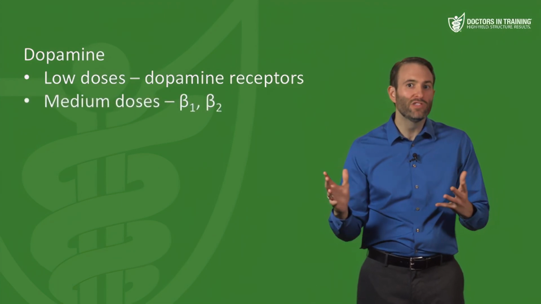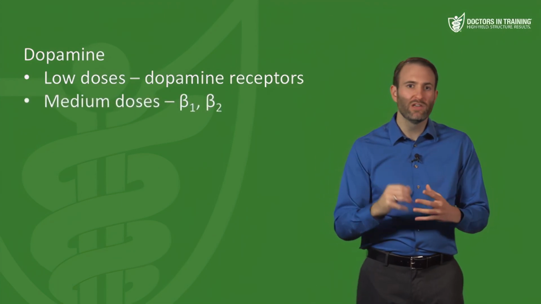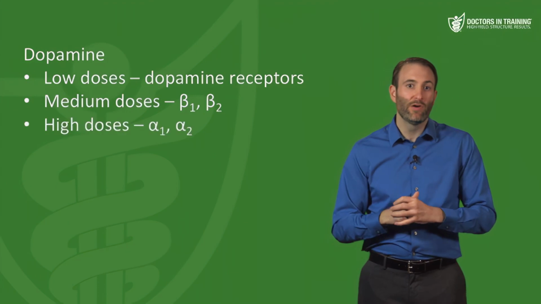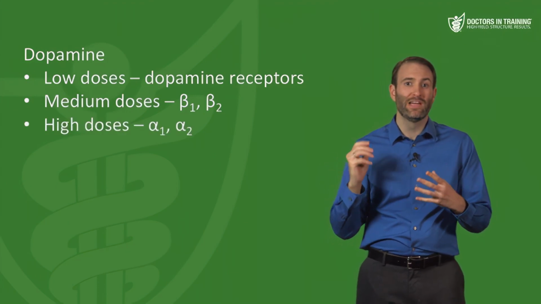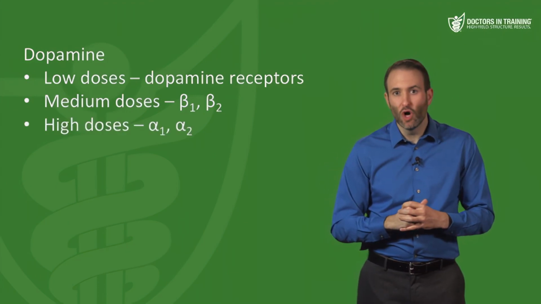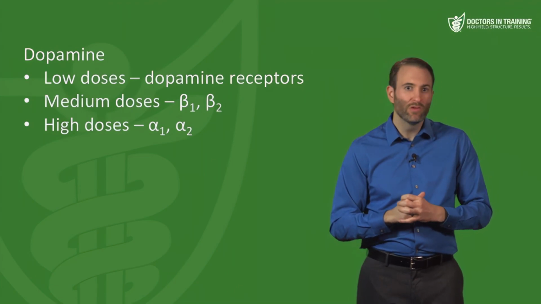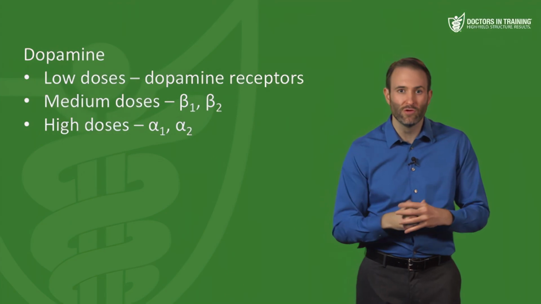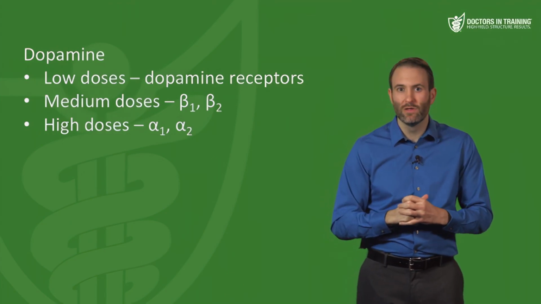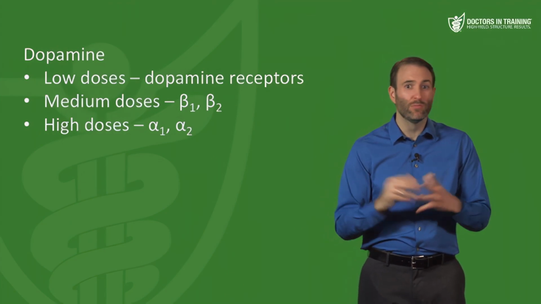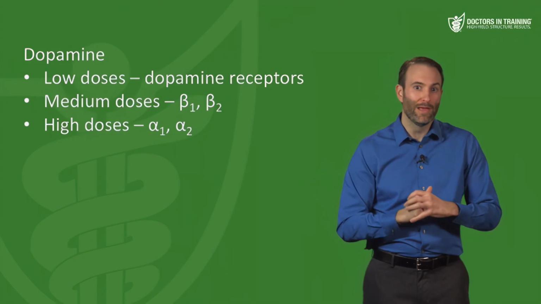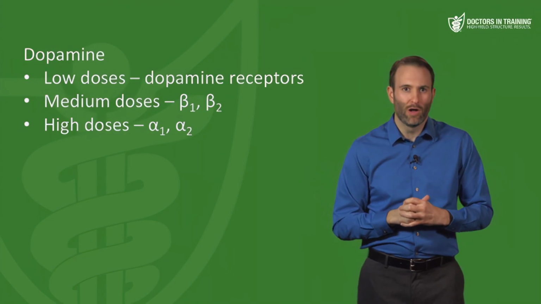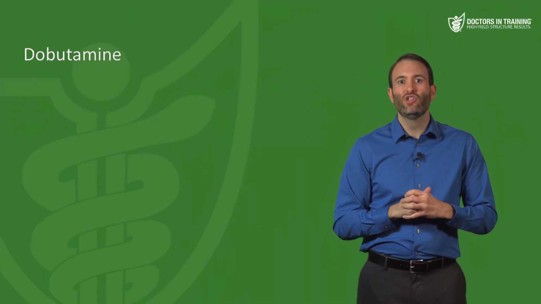Now, at medium doses, we see a change here. We see stimulation of beta 1 and beta 2. And at very high doses, you're actually going to start stimulating alpha 1 and alpha 2. So dopamine can be used in shock. It was thought that the stimulation of those dopamine receptors actually helped with renal perfusion, but studies now have shown that dopamine when used in shock actually doesn't improve renal function at all, so don't remember that one anymore for renal problems.